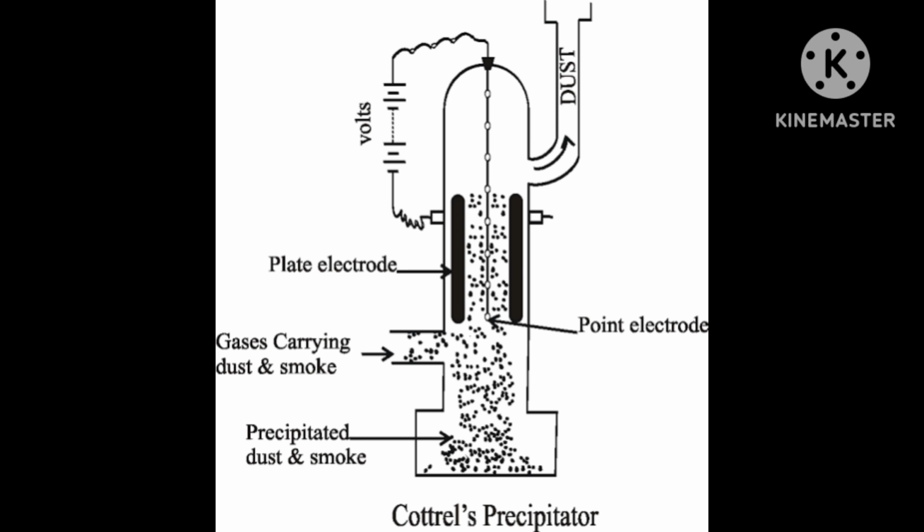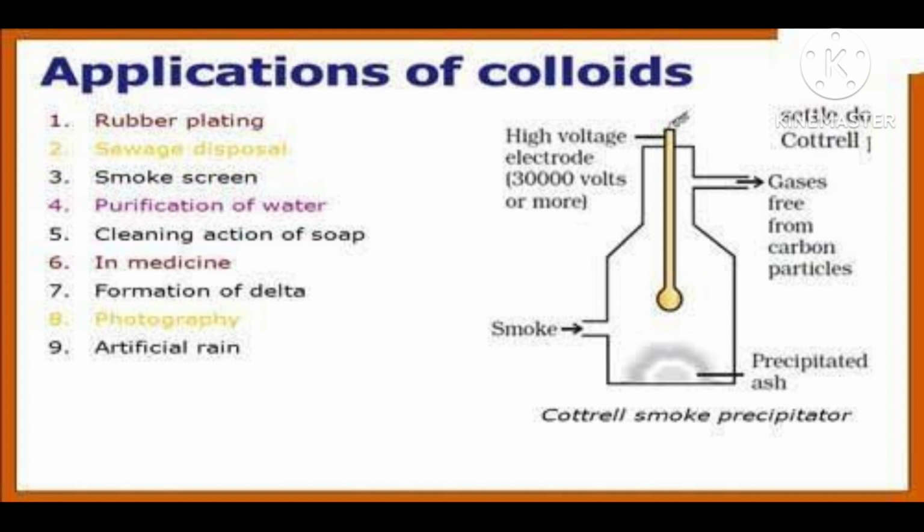The next application is the cleansing action of soap and detergent. Already I have discussed it in detail. Next application is in photographic plates and films. Photographic plates or films are prepared by coating an emulsion of the light sensitive silver bromide in gelatin over glass plates or celluloid films.